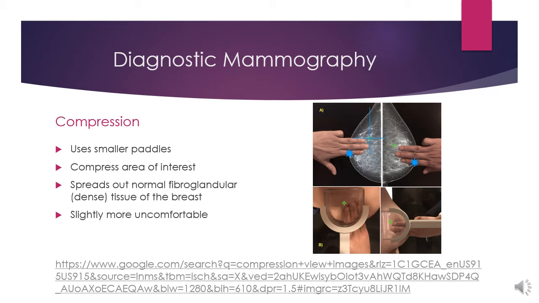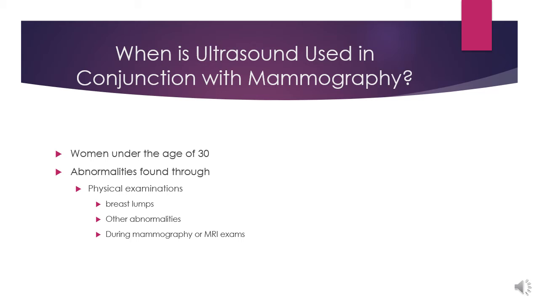If that compression does not work and the abnormality is still there, then the patient will probably be sent for more additional imaging. It is harder on the patient because we are just compressing one area of the breast, so it might be more uncomfortable for the patient, but it's still tolerable. Then we go on to the ultrasound.